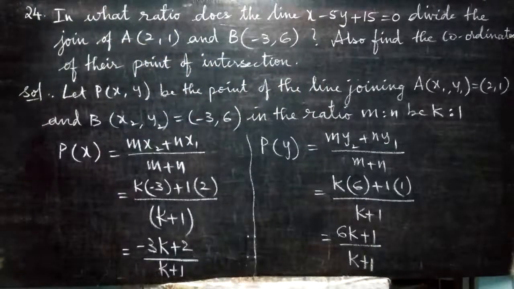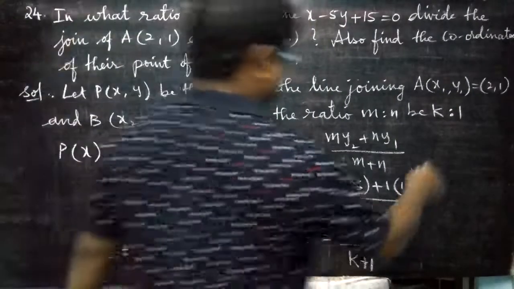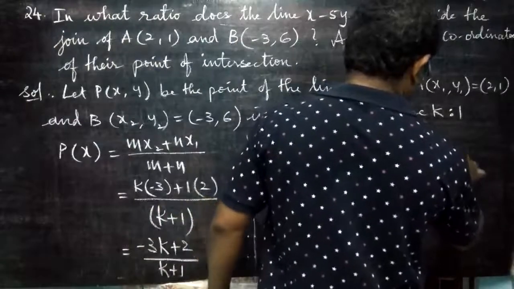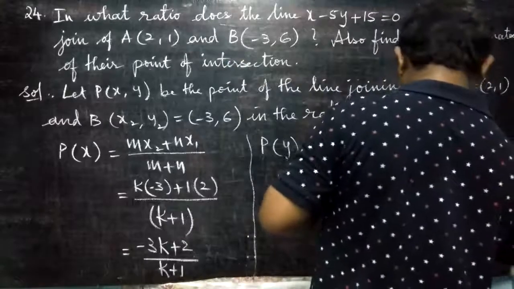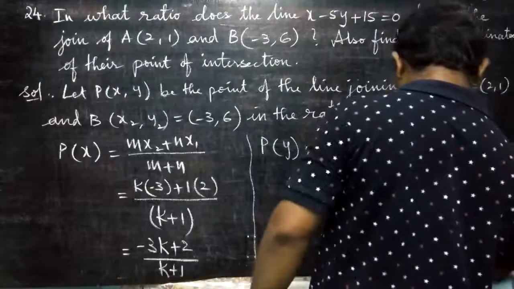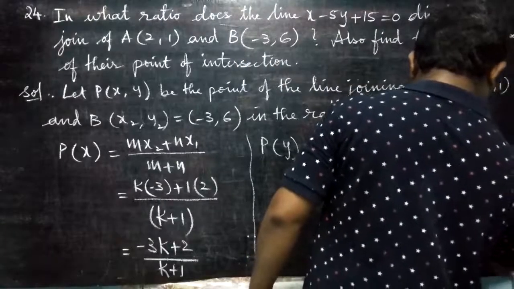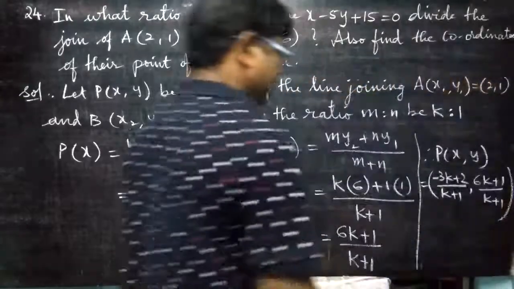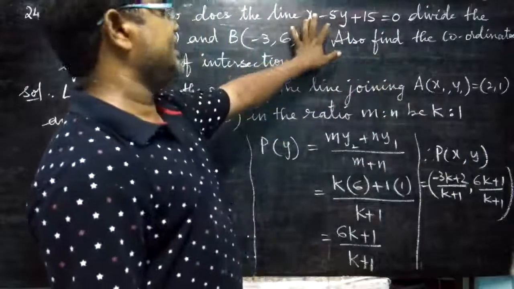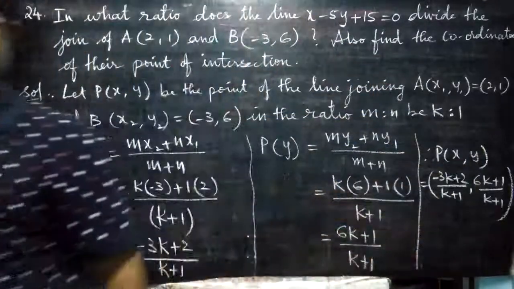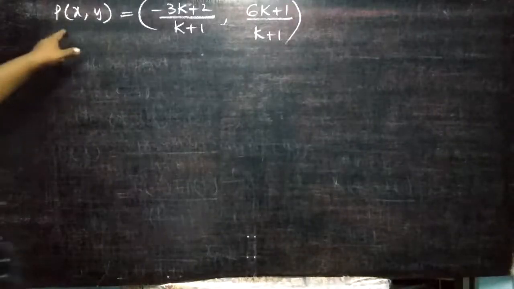Now we got P of x comma y. Therefore P of x comma y is equal to ((minus 3k plus 2) by (k plus 1), (6k plus 1) by (k plus 1)). We got the x value and y value. Substitute in this equation, then we will get the k value.